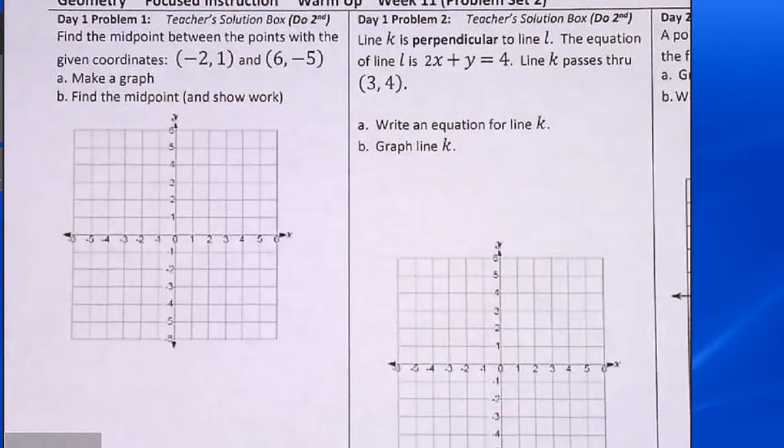Here's the answer for day one, problem one. Find the midpoint between the points with the given coordinates. We have -2, 1, and 6, -5. We're asked to make a graph of this.